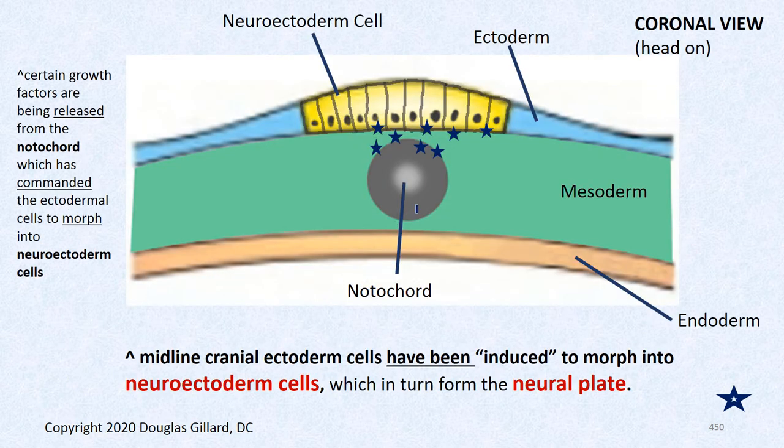Right, here's a cartoon of the nodal cord releasing various growth factors and other proteins. And the ectoderm was blue up here, and it's caused these cells to get quite thick and morph into a new cell type. And so now we're going to call those neuroectoderm cells.